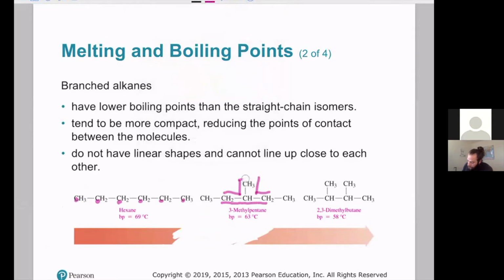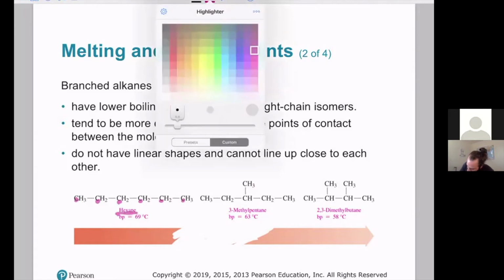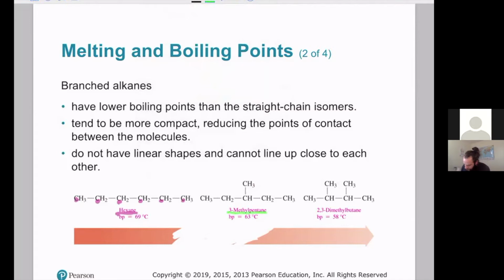Okay, so these are considered branched alkanes. We don't know how to name these yet. This is 3-methylpentane. We don't know how to do that yet. But if we're going to compare molecules that have the same number of carbons, notice that this was hexane in pink. This molecule here, which again we'll learn how to name in the next lecture, also has a total of 1, 2, 3, 4, 5, 6 carbons. It actually has the exact same formula. These are both going to be C6H14.